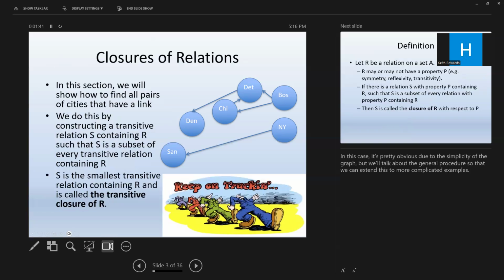So in this section, we'll show how to find all the pairs of cities that do have a link. And we'll do this by constructing something known as the transitive closure of R. In this case, just looking at the graph, it's pretty obvious what the connections are due to the simplicity of the graph, but we're going to talk about general procedures for doing this so we can extend it to more complicated examples.